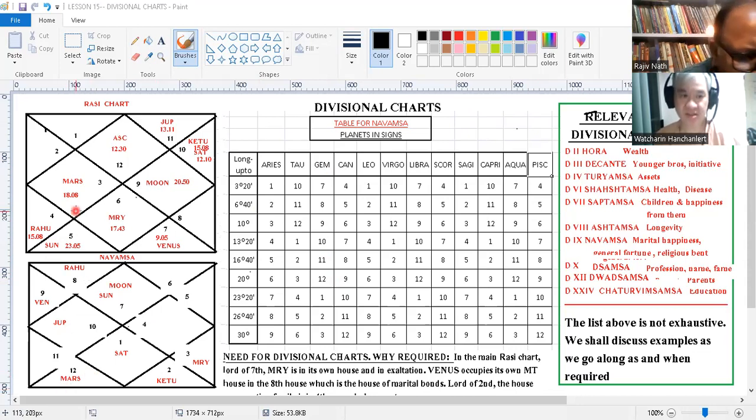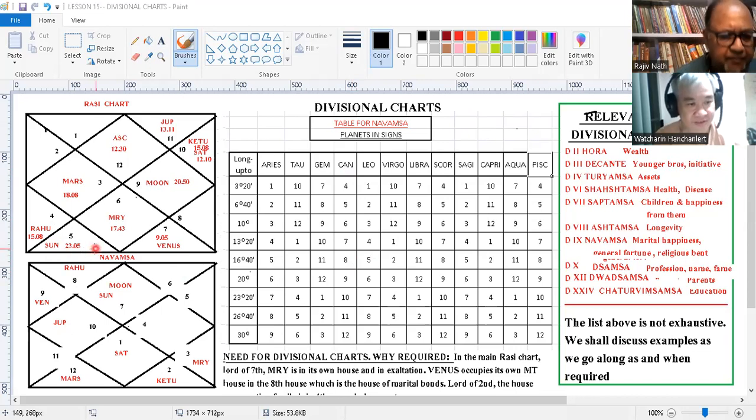Then we will come to the next planet, Rahu. What is the degree of Rahu? 1508 in Cancer. We'll come to Cancer and see where 1508 falls. Down to 20, so that is in Scorpio. So in Scorpio in the Navamsa we'll put Rahu.